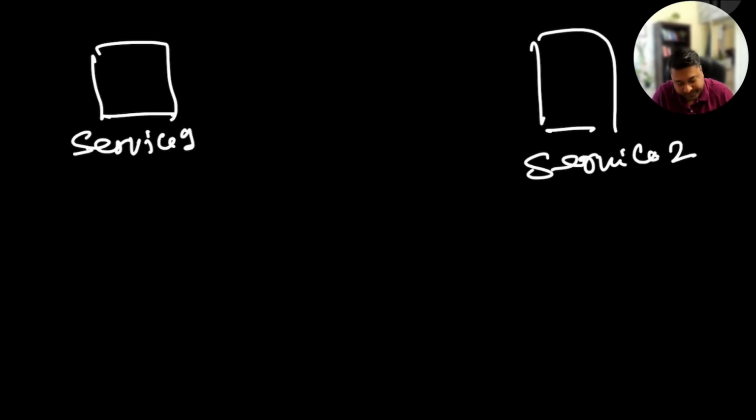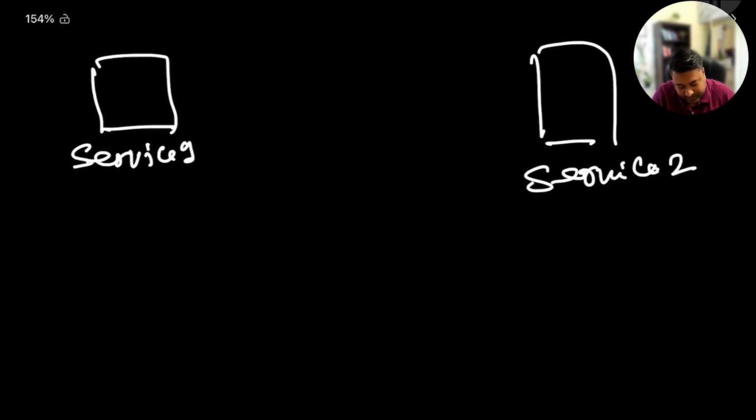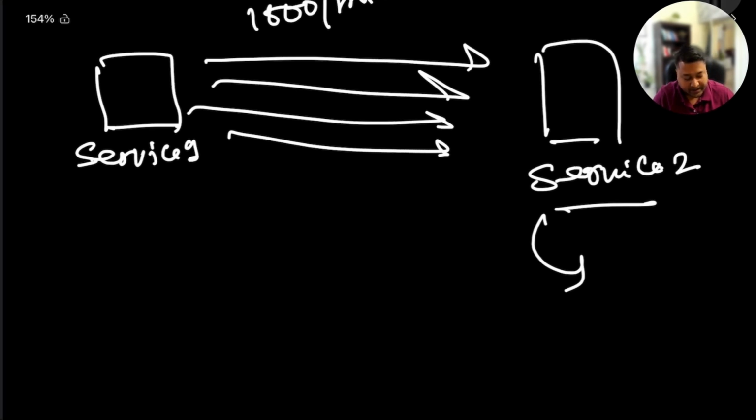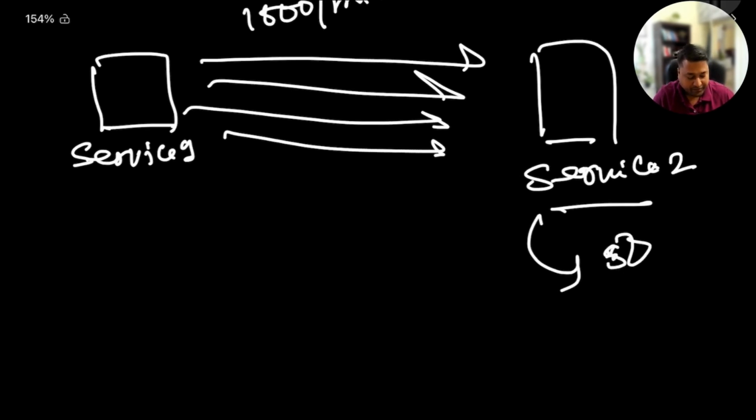Now what happens is, let's say server 1 wants to call service 2 very heavily. It makes, let's say, 1000 calls per minute. But the capacity of service 2 is to process, let's say, only 50 requests per minute. So you see the rate at which requests are being generated is much higher than the rate at which they are being consumed and processed, right?